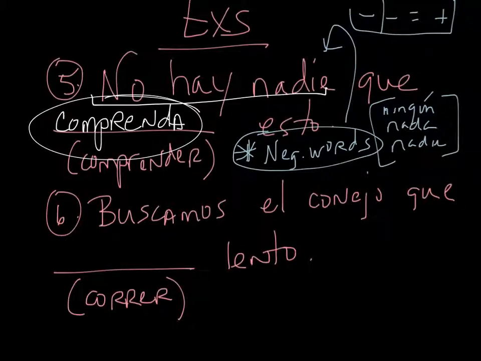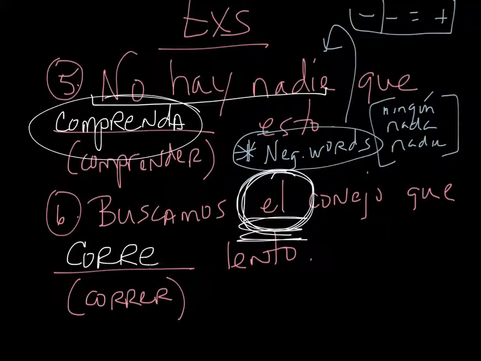Buscamos el conejo que corre lento. We're looking for the rabbit that runs slowly. We're looking for the, being the keyword, rabbit. This tells us that this rabbit exists and that we want to use the indicative tense. And I'm going to get into that on the next slide, why that happens.